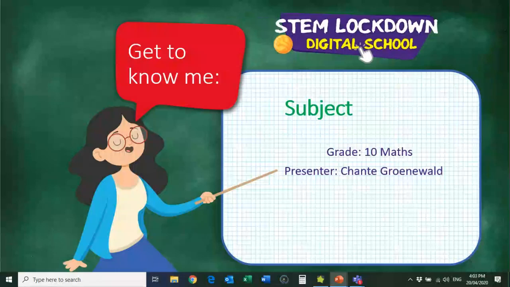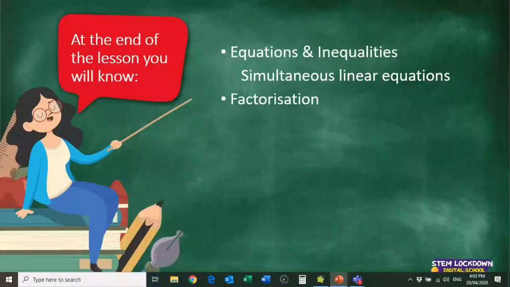So we ended the last lesson on Zoom with inequalities, and now I just quickly want to look at simultaneous linear equations, and then move on to factorization. Like I said, we looked at what you struggle with, and you said equations and inequalities, factorization, and trig. Don't you worry, this is what we will be doing today.